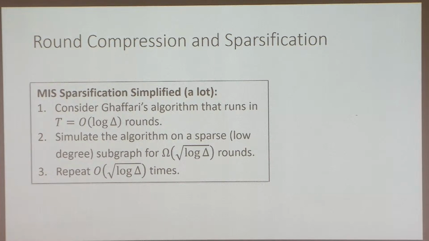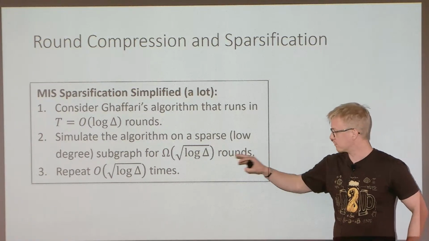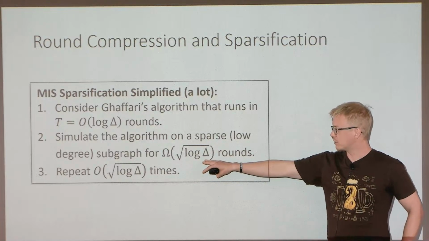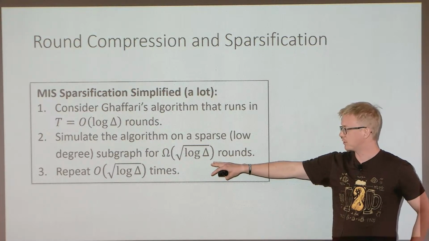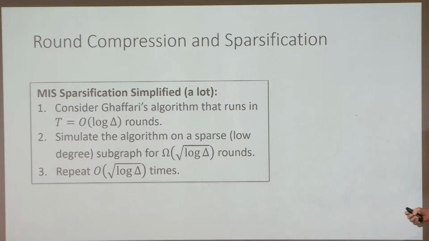And essentially, I'm squeezing this many rounds into single MPC rounds. And now if you just put the numbers together, you can see that if I repeat this compressed root log delta rounds, root of log delta times, then I will get log delta local rounds. So that's just the basic idea on how to speed this up.